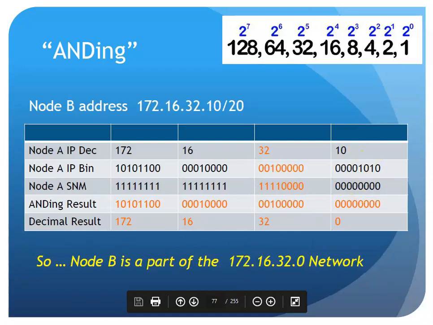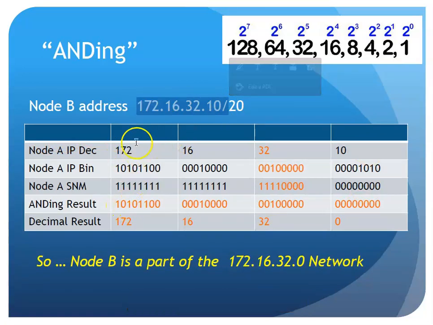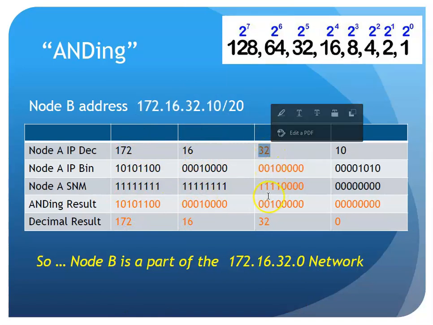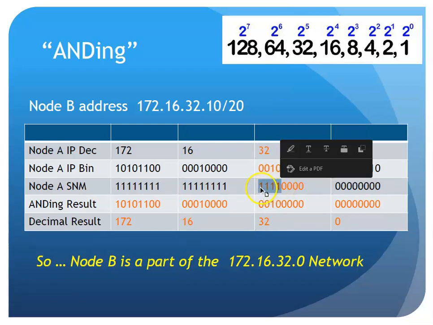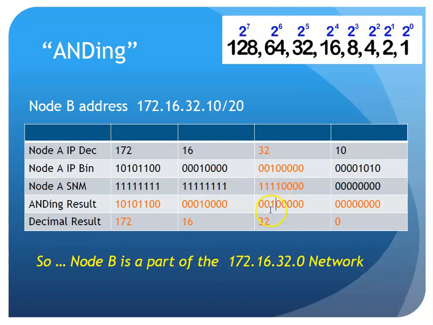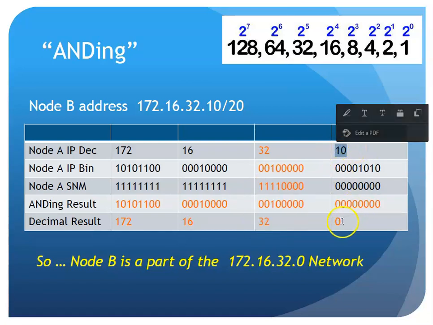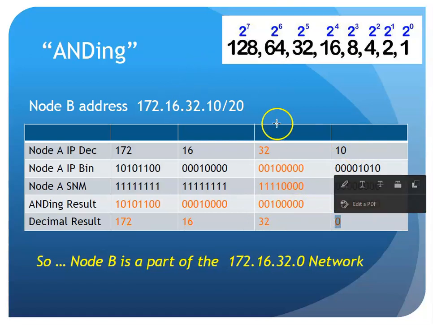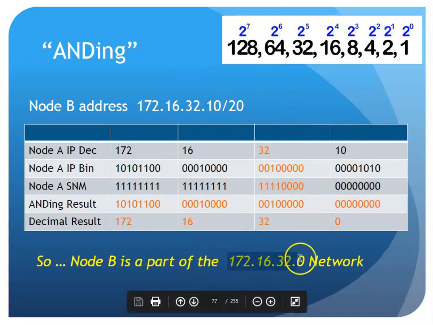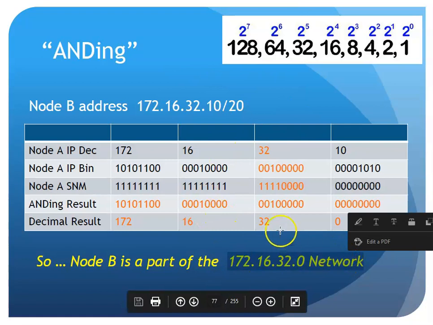Let's look at node B. Here's node B. Again, I don't really need to AND the 172 and 16, but I do need to AND the 32. 32 ANDed with this 240, 1111, is going to yield 32. And the host portion out here gets dropped down to 0. So this node belongs to the 32, 172.16.32.0 network.